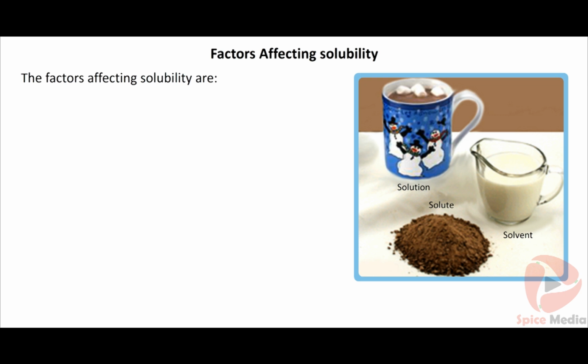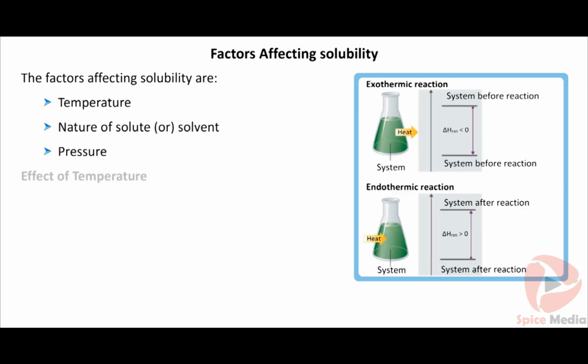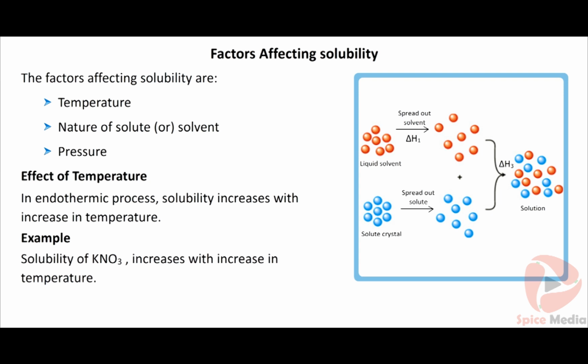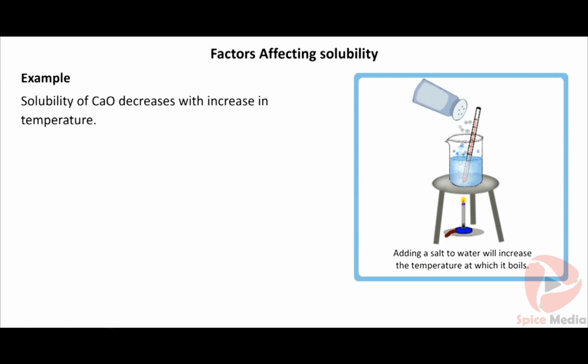The factors affecting solubility are temperature, nature of solute or solvent, and pressure. Effect of temperature: in endothermic process, solubility increases with increase in temperature. Example: solubility of KNO3 increases with the increase in temperature. In exothermic process, solubility decreases with increase in temperature. Example: solubility of CaO decreases with increase in temperature.